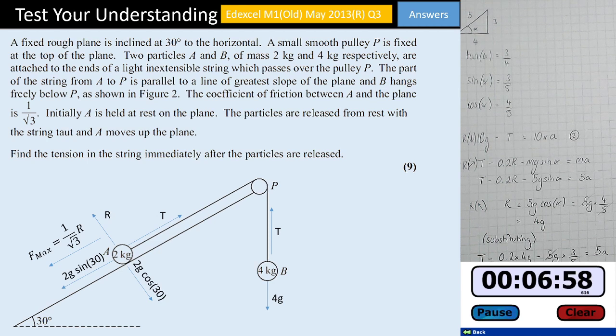Okay, let's see how we do. You may want to first of all look at what the forces are when resolved for each individual particle, just as we did before.